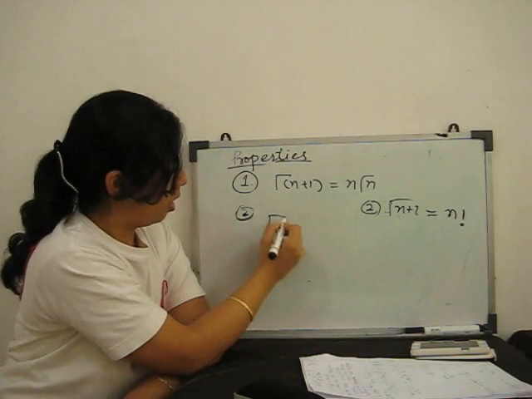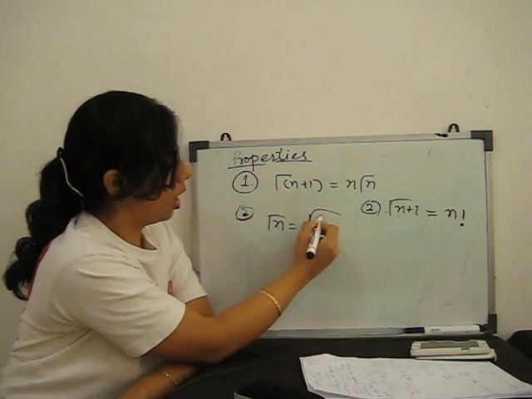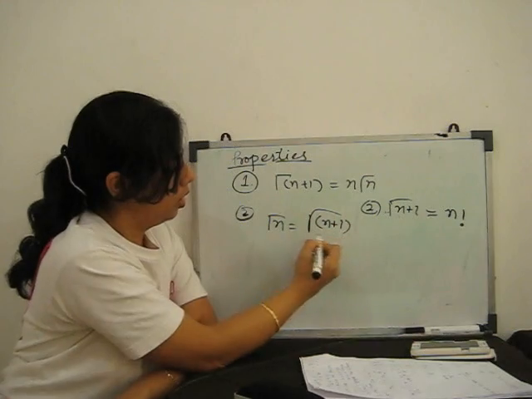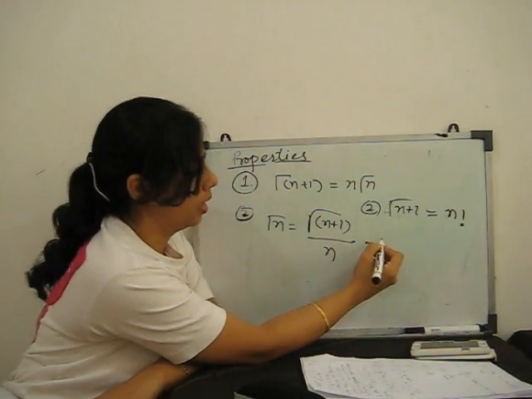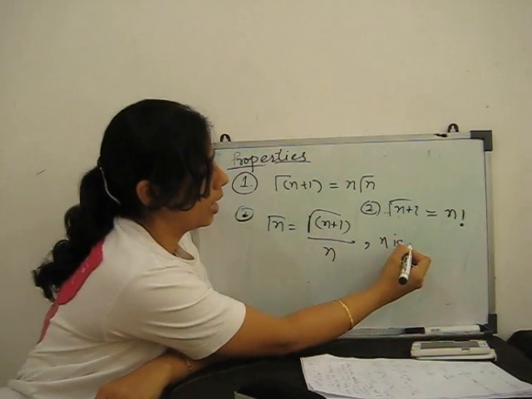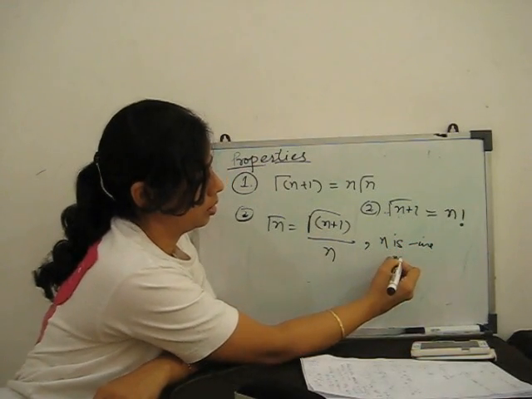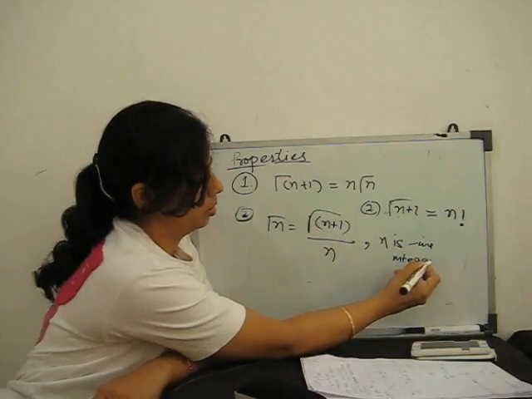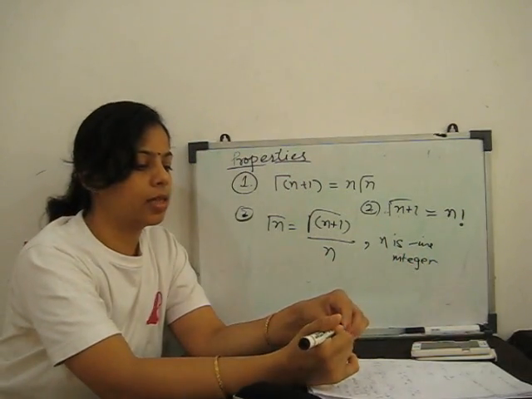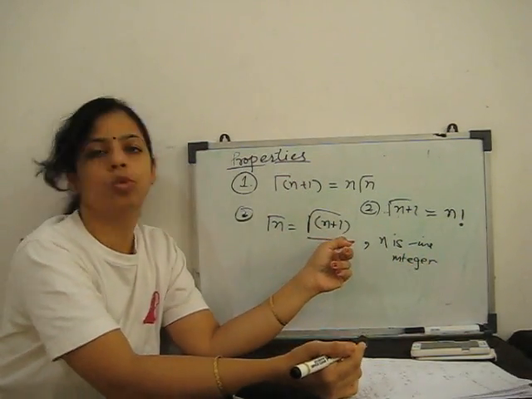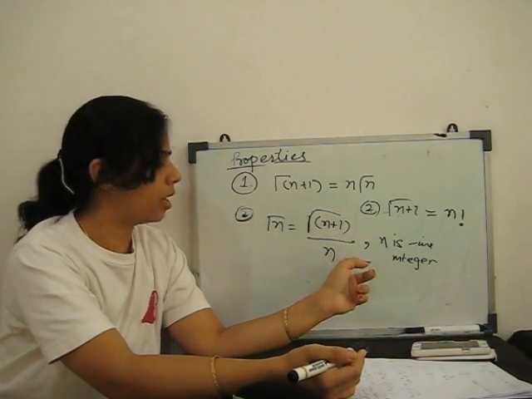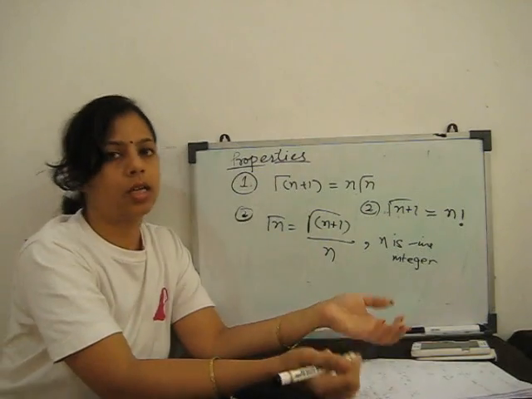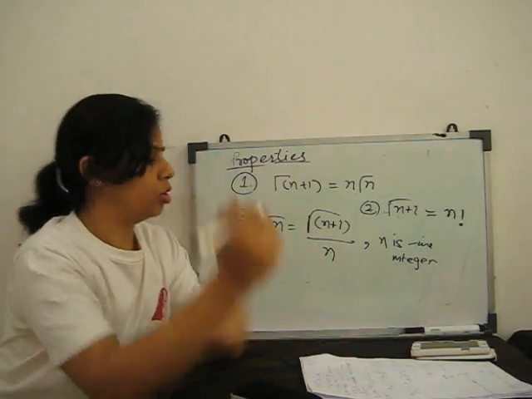Third property: gamma of n is equal to gamma of n plus 1 upon n, where n is a negative non-integer. If sometimes n gives negative values, then you can use this formula, gamma n is equal to gamma of n plus 1 divided by n, and you can find the solution.